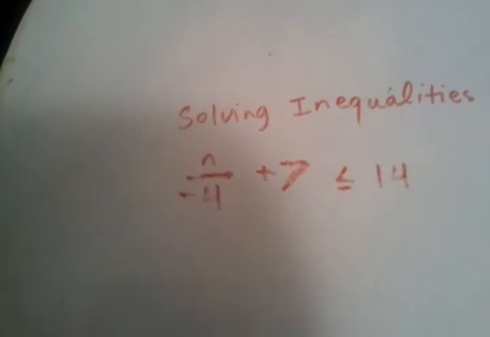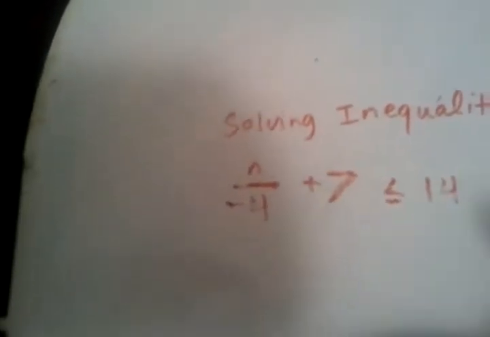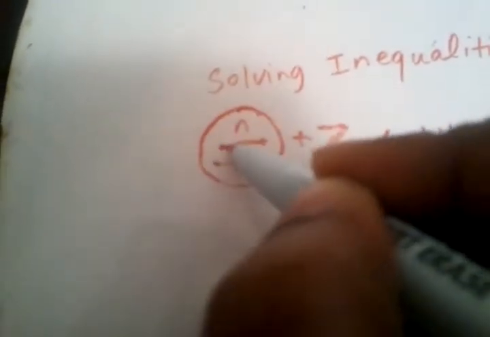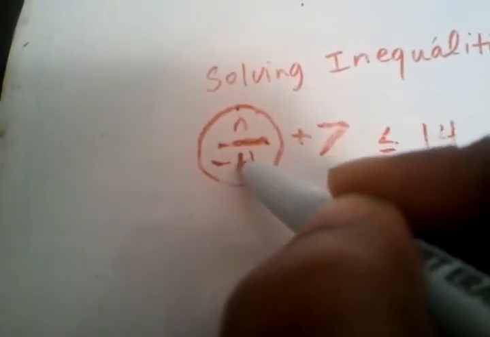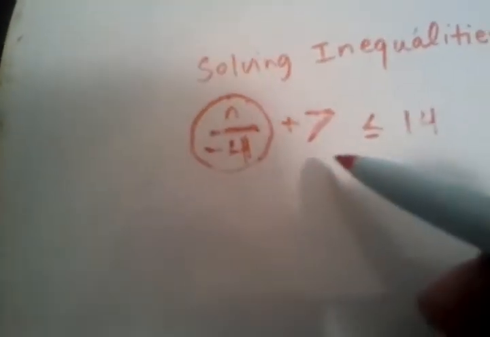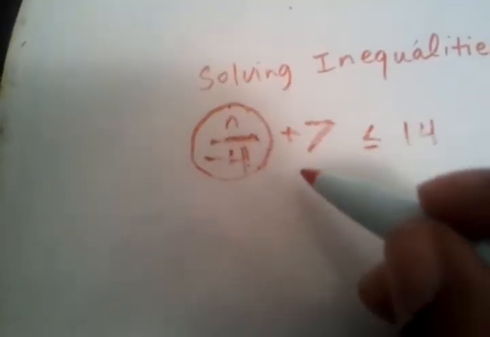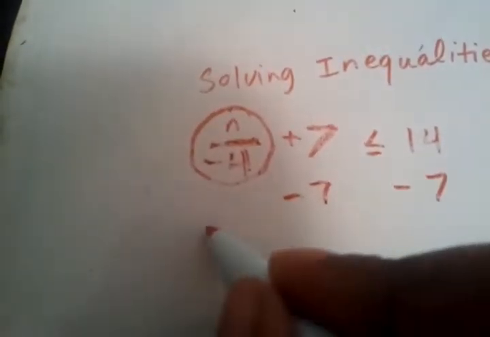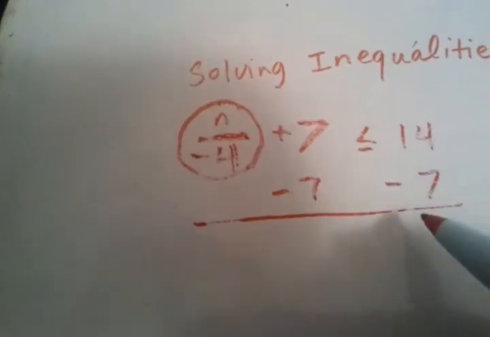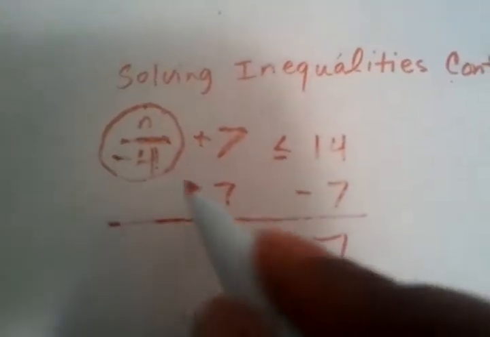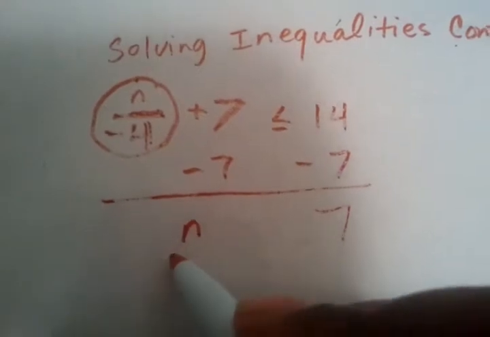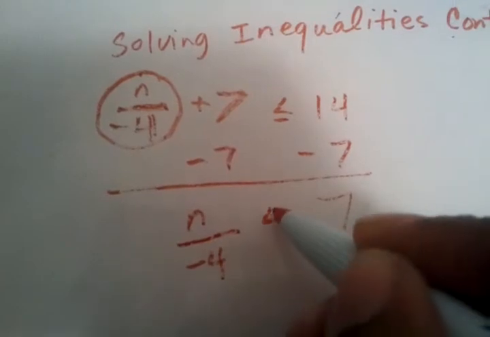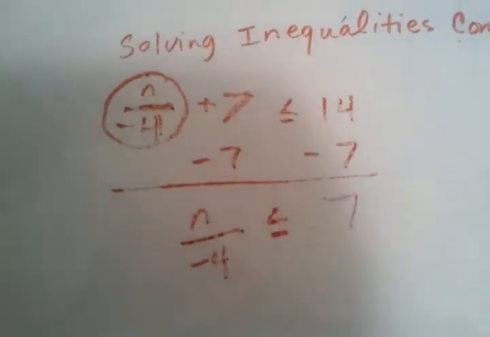All right, so we're going to identify our variable term. And in this case, our variable term is the n divided by -4. So that means this 7 has to move. In order to do that, we have to subtract 7 from both sides. Once we subtract 7 from both sides, 14 minus 7 will give us 7. And on this side, we'll be left with n divided by -4. And we'll still have a less than or equal to sign.